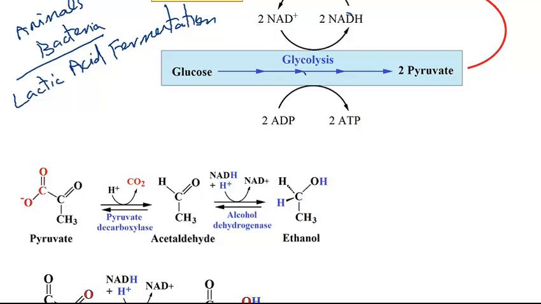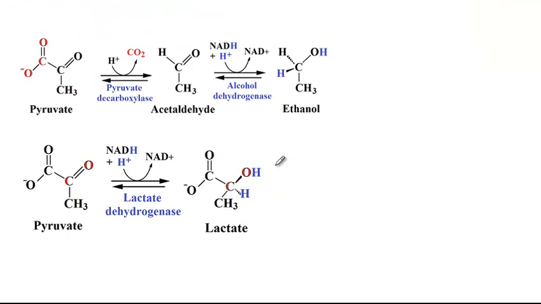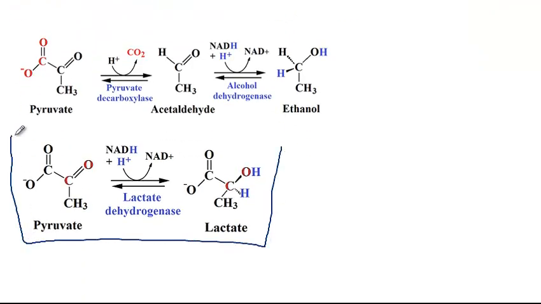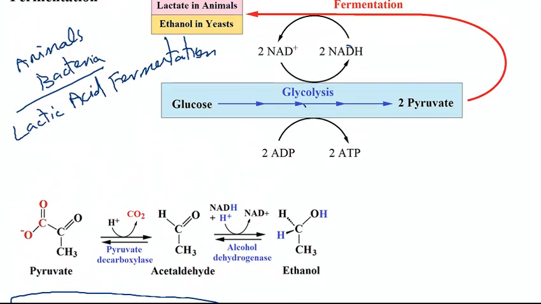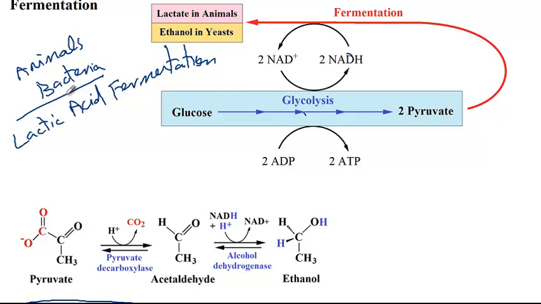And actually I have the second reaction right here. Just pay attention to the second reaction right here. You can see that the pyruvate via the lactate dehydrogenase enzyme produces lactate. Through this process, NAD plus is regenerated. So that's lactic acid fermentation that is seen in animals and bacteria.